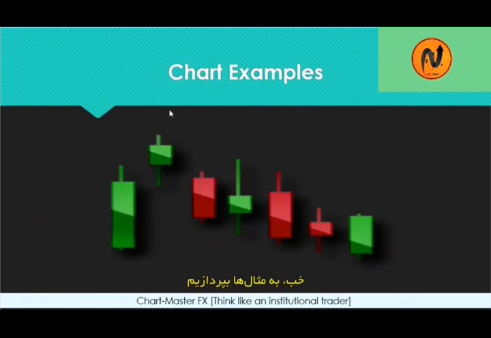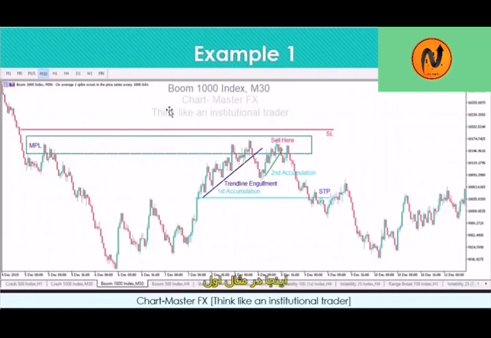Okay, guys, let's go to some chart examples. So here we are in example number 1, Boom 1000 index on M30. On this first example, I put it deliberately so that I can explain the concept that I was talking about. What happened here, guys, is that we had a valid MPL.